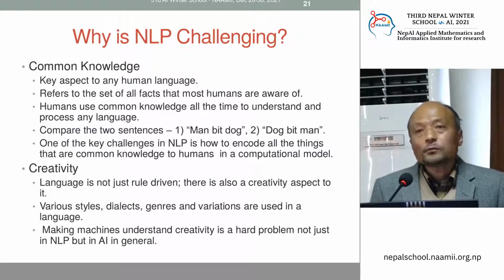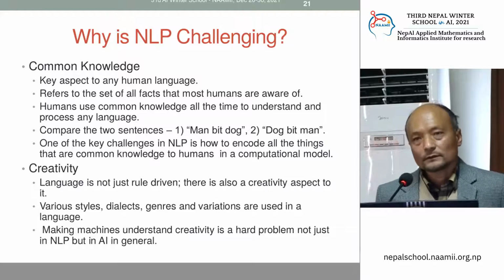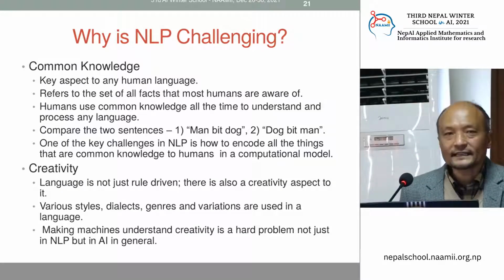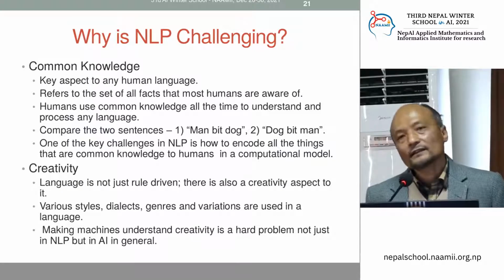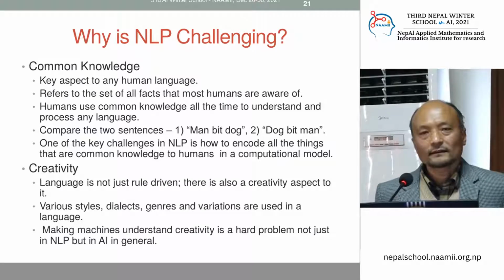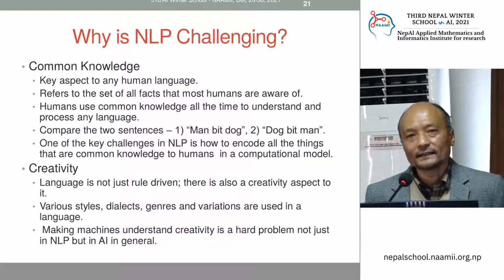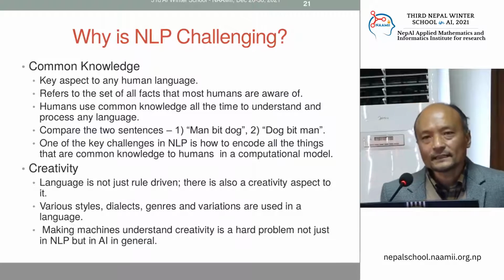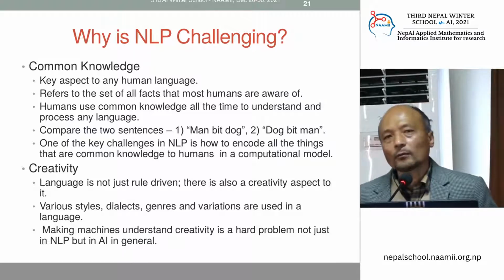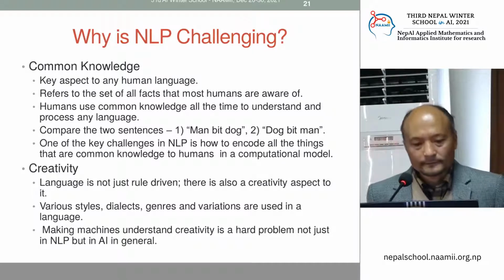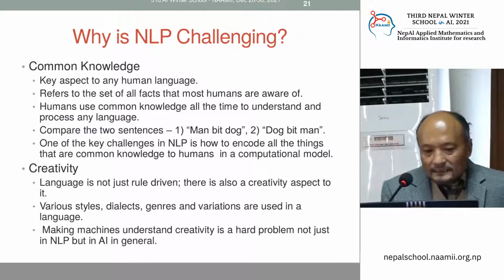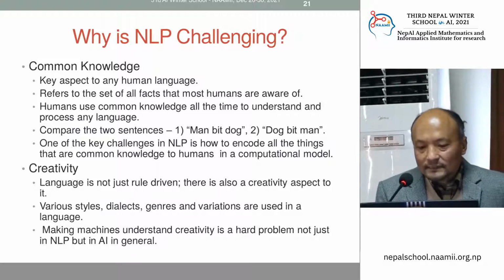The other problem is creativity, of course. We humans are creative by nature, and natural language can be spoken or written in many different ways. With creativity, that will create some problems for the machines to understand. Various styles, dialects, genres, and variations are used in language, and making machines understand creativity is a hard problem, not just in NLP, but of course AI in general.